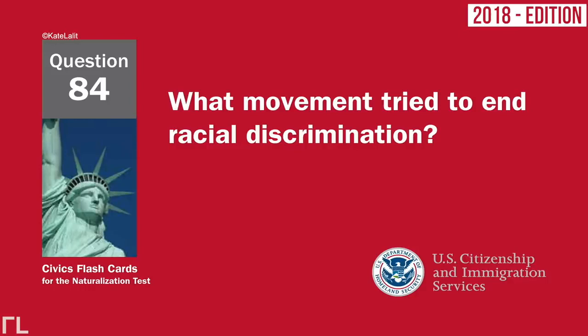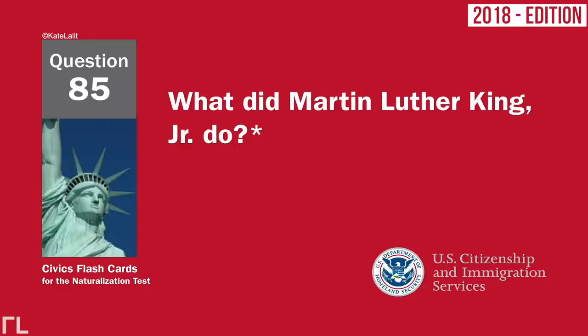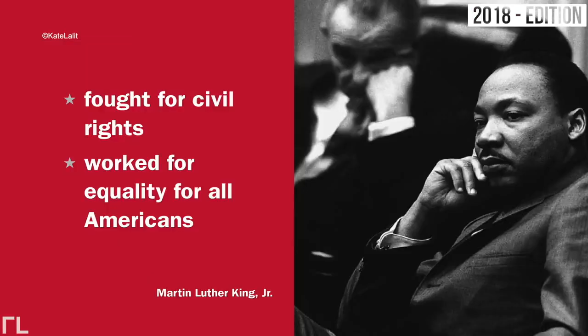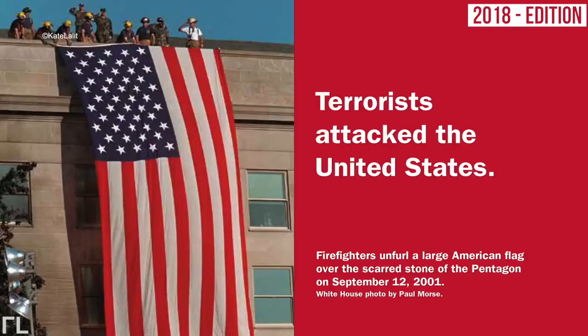What movement tried to end racial discrimination? Civil rights movement. What did Martin Luther King Jr. do? Fought for civil rights. Worked for equality for all Americans. What major event happened on September 11, 2001 in the United States? Terrorists attacked the United States.